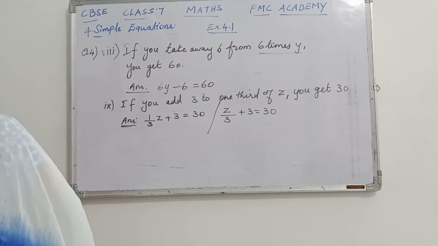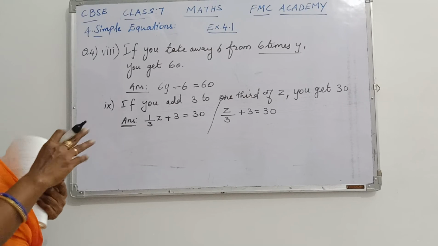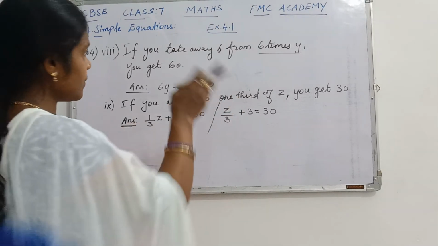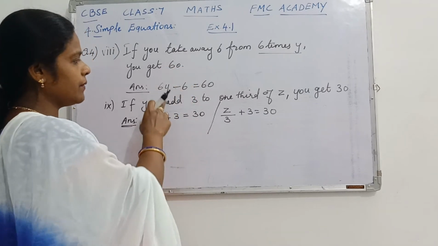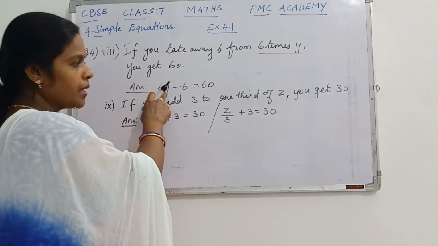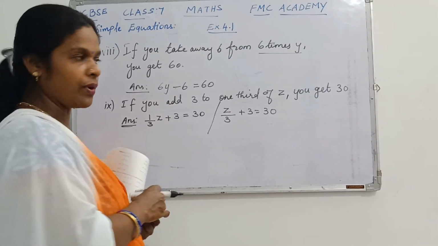Okay children, let's move to the next one. That is question number 5. This question number 5 is going to be just the reverse of the fourth one. In the fourth one, the statements were given and we converted them into equation form. Now the equation is given, and we are going to write it in statement form.